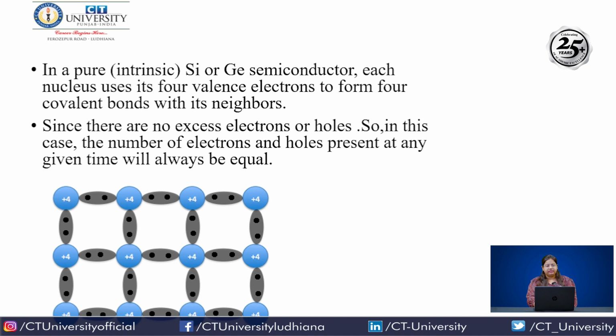In a pure intrinsic silicon or germanium semiconductor, each nucleus uses its 4 valence electrons to form 4 covalent bonds with its neighbors. Since there are no excess electrons or holes, as we can see in the diagram, in this case, the number of electrons and holes present at any given time will always be equal.